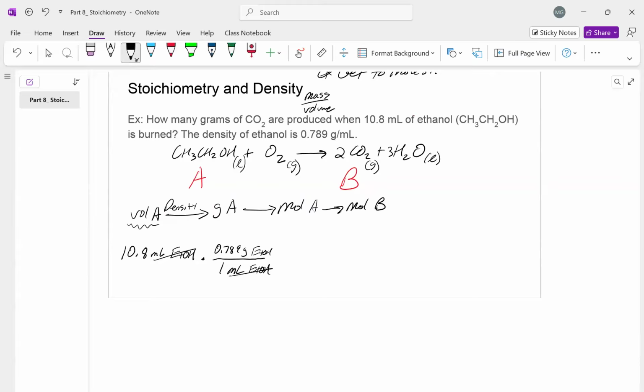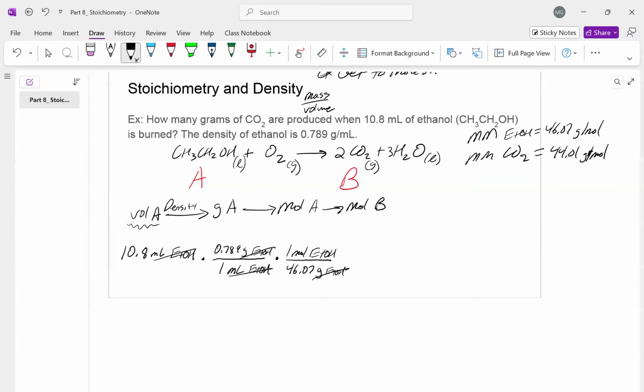Notice what has happened now. I'm in grams of ethanol. And so all I have to do is use the molar mass, which I'll write up here. The molar mass of ethanol is 46.07 grams per mole. And let's do CO2 while we're at it. So I'm going to get to moles of ethanol by using the molar mass.